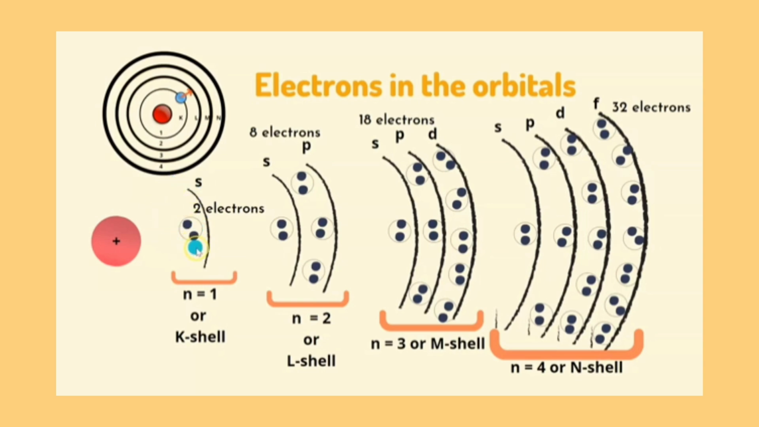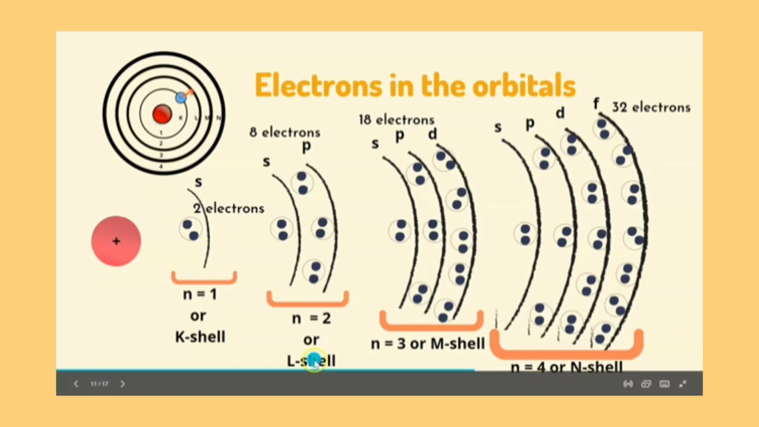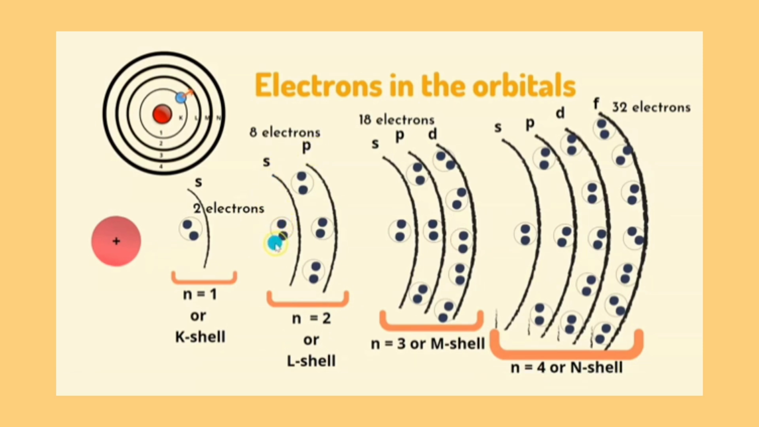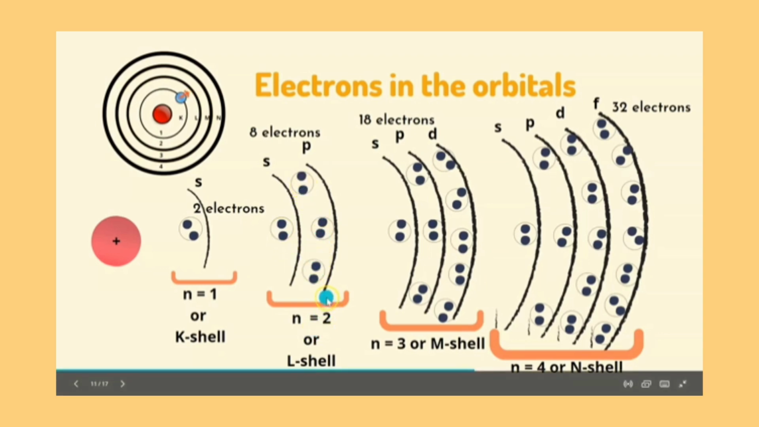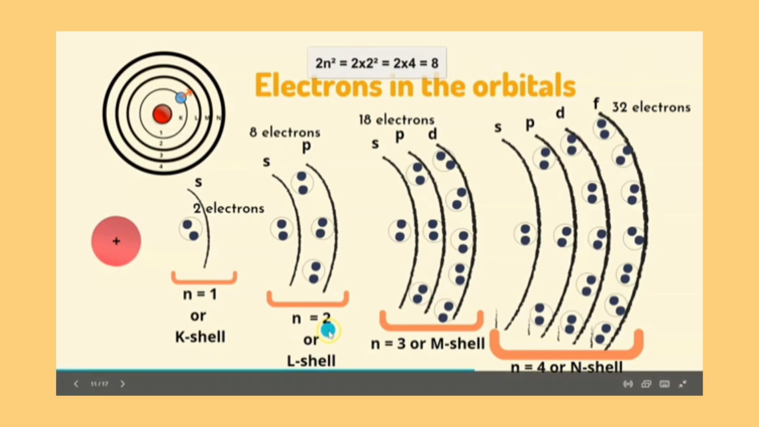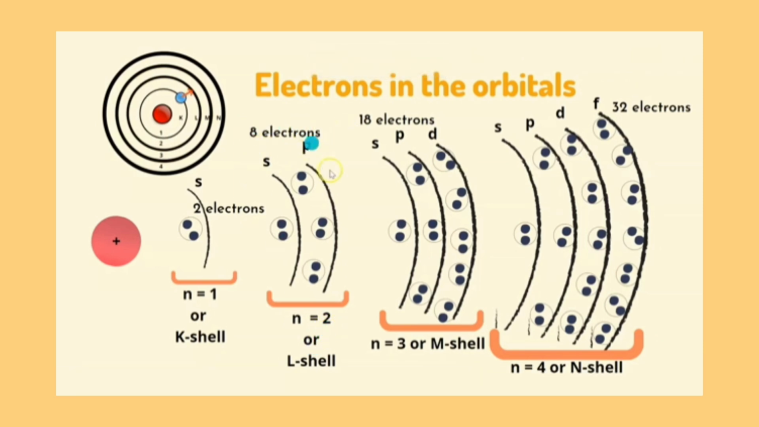In the same way, when you come to the L shell, the energy level is 2, and the L shell has two subshells, S and P. In S you have one orbital with two electrons, and in P you have two electrons in each of the three orbitals. That means altogether how many? 8 electrons: 4 5 6 7 8. So you can say the energy level 2, the L shell, consists of a total of 8 electrons, if you count the electrons in the orbitals.